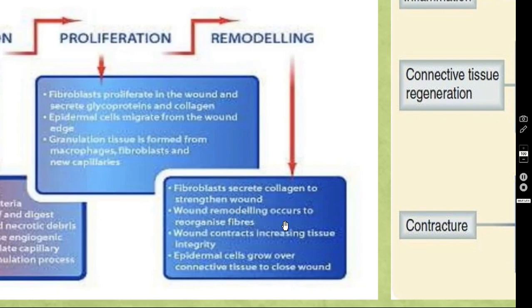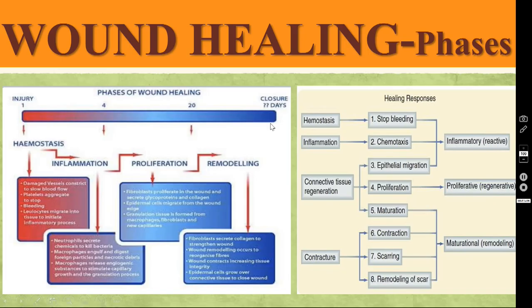The wound remodeling occurs to reorganize the fibers. The wound contracts, increasing the tissue integrity. The tensile strength will go up to 80% of the original strength. The epidermal cells grow over the connective tissue to completely close the wound. This is what is happening in the remodeling phase.